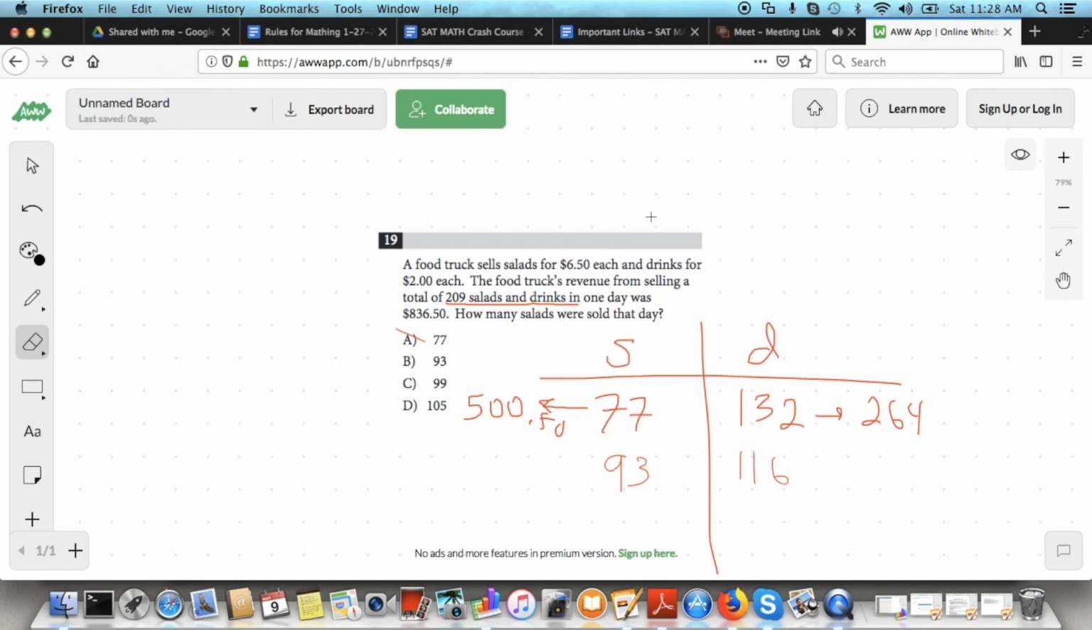Let's talk about the revenue. How much from the 93 salads? That's 604.50. Okay. And then how much from the drinks? That's 232. Does that give us 836.50? Yes. Booyah. Easy money. Easy.